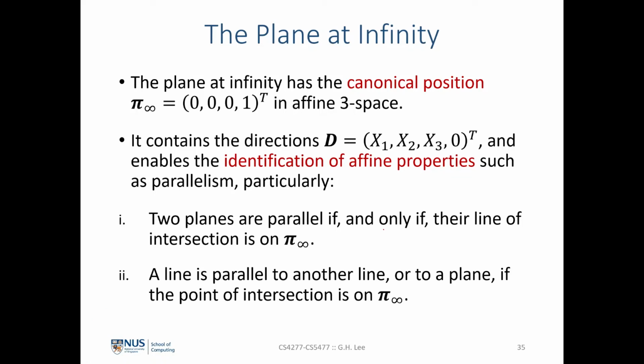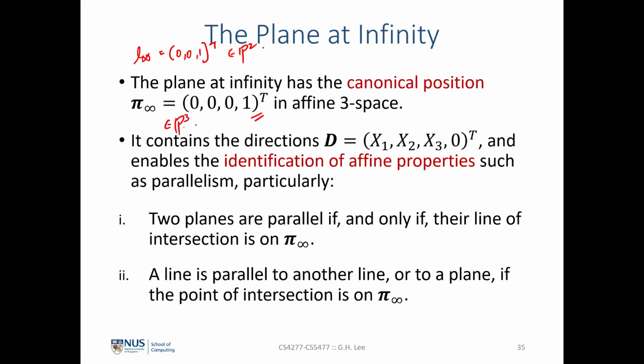Now let us look at the definition of a plane at infinity, and it has a canonical position of pi infinity equals (0, 0, 0, 1) transpose. So we can see that this is a direct extension of the line at infinity in the 2D projective space, which is given by (0, 0, 1) transpose, and this is in the P2 space that we have defined earlier. And in this case here, the plane at infinity is in the P3 space, the projective 3 space.